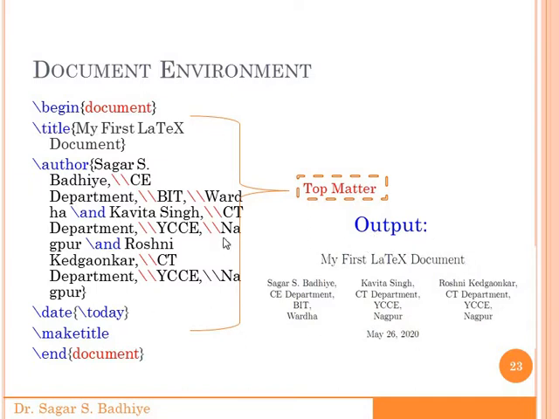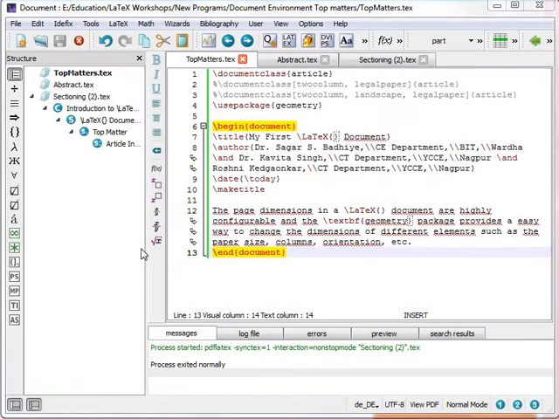This is the top matter of any article document. So you can create the title, the name of the author, then if you wish you can add date and many other things to a document by using this particular environment. Let us look at the execution of this in TeXLive software.